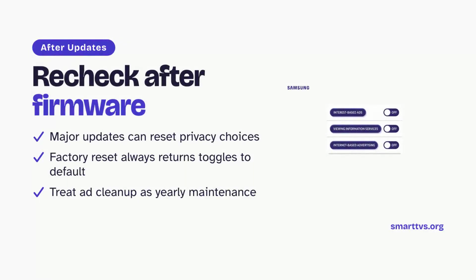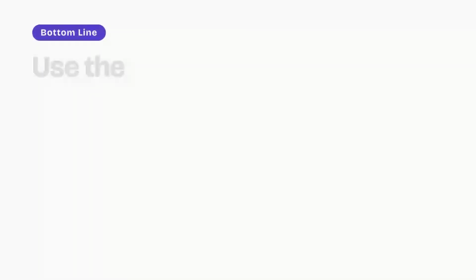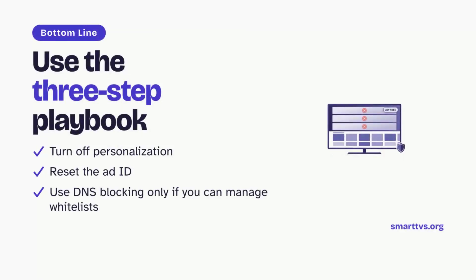After a factory reset or major firmware update, recheck everything. Many TVs return ad controls to default when terms or firmware change. The simple playbook is this: turn off personalization, reset the ad ID, and use router-level blocking only if you are comfortable maintaining a whitelist.